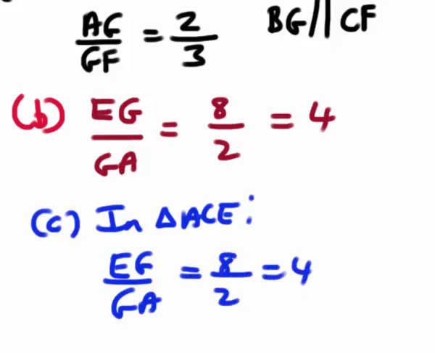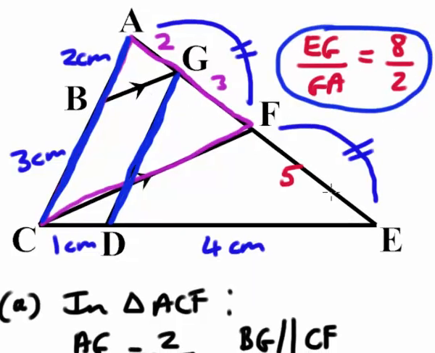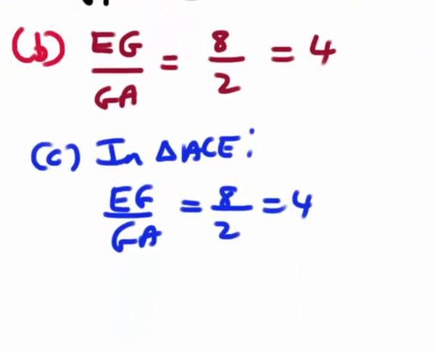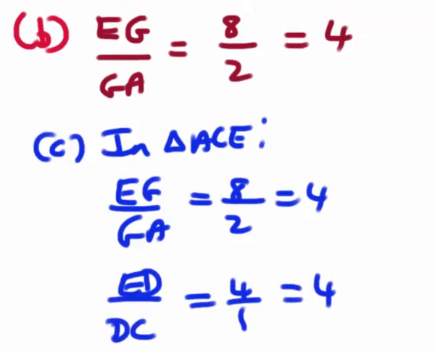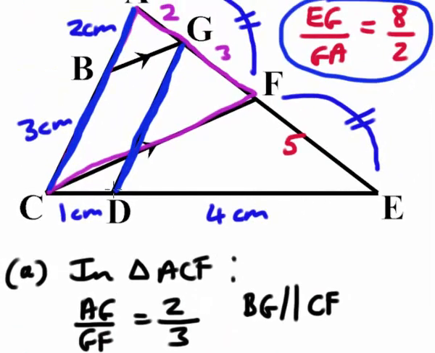But now let's go to the other side. Okay, so we've got EG to GA. Look at that again, EG to GA. And what is that? ED to DC. Now what's ED to DC? ED to DC is 4 over 1, which is 4. Look at that. See that there, 4 centimeters over 1 centimeter is 4.